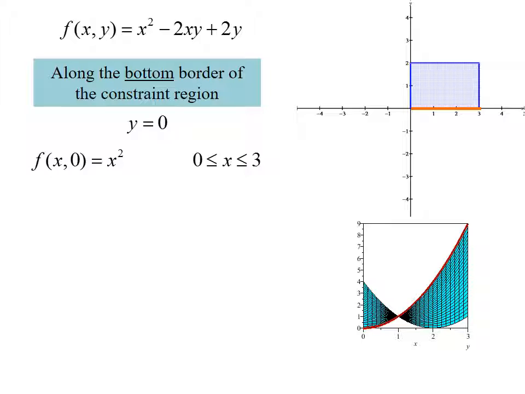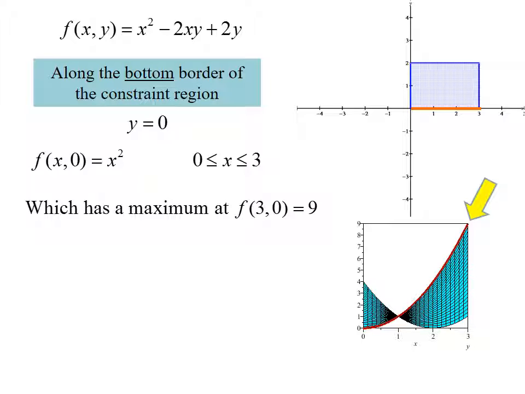Now I won't go through the mechanics of finding this, just to point out that the maximum point occurs at x equals 3 and the minimum at x equals 0. So we're going to take those points, 3, 0 and 0, 0, and find the function value for each of those.